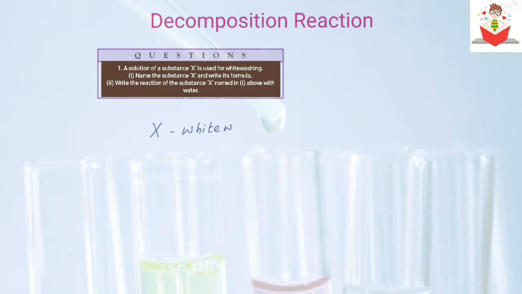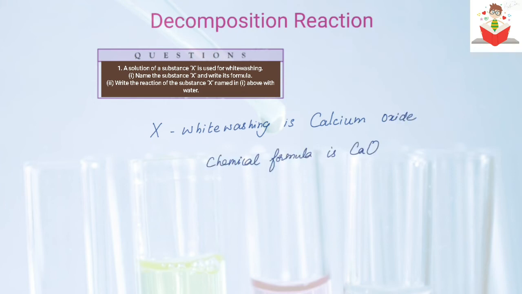In-text question: a solution of a substance X is used for whitewashing. Name the substance X. We know that calcium oxide is used for whitewashing and the chemical formula is CaO. We know that calcium oxide reacts with water to give calcium hydroxide.